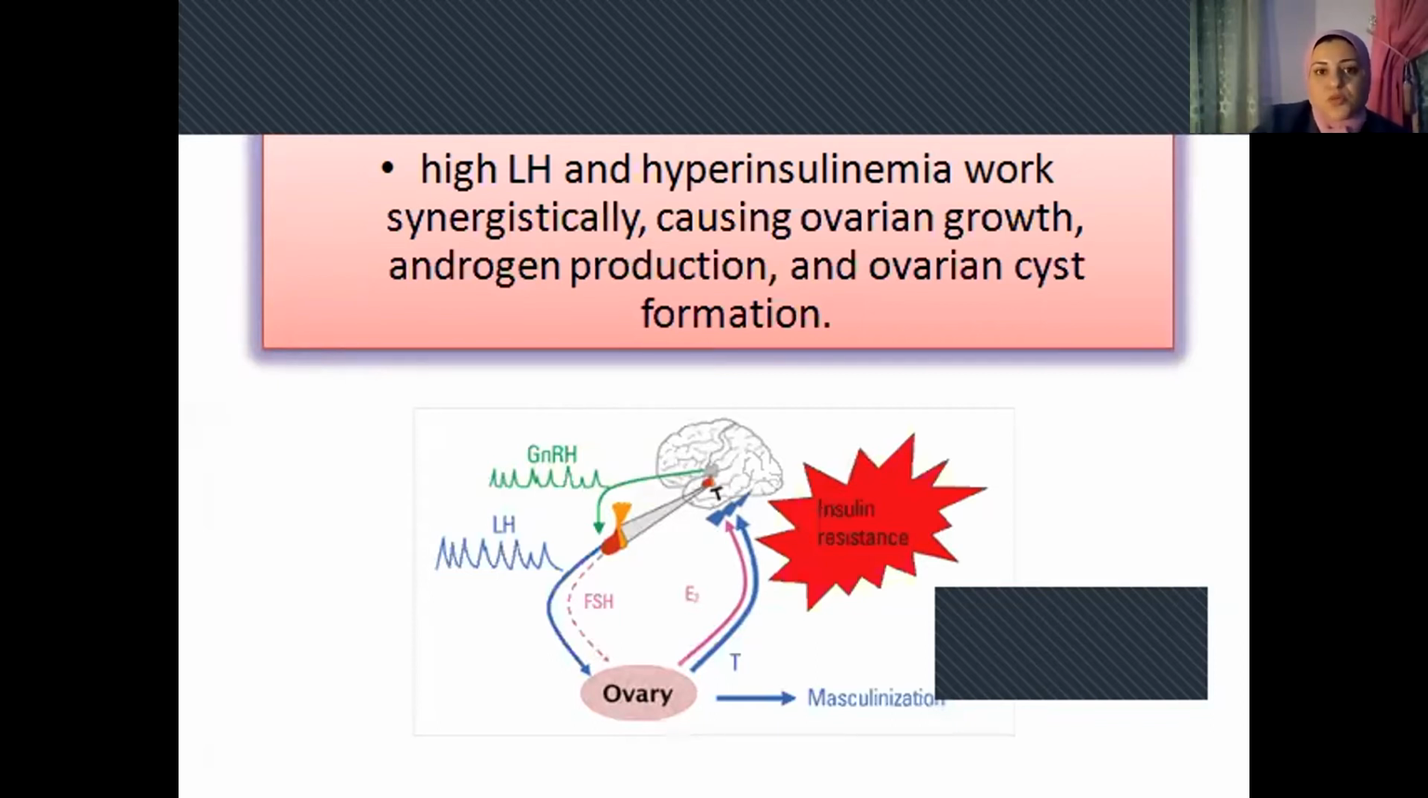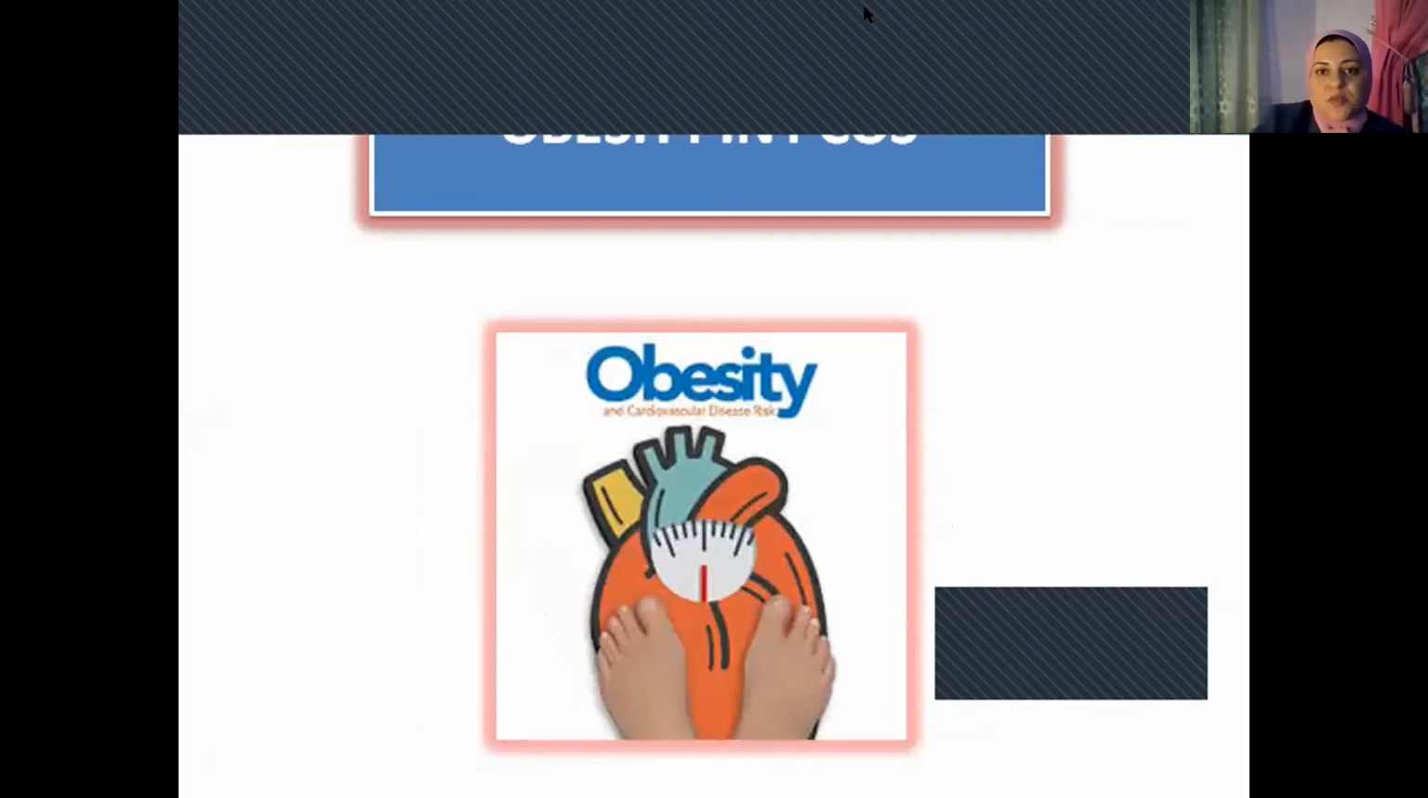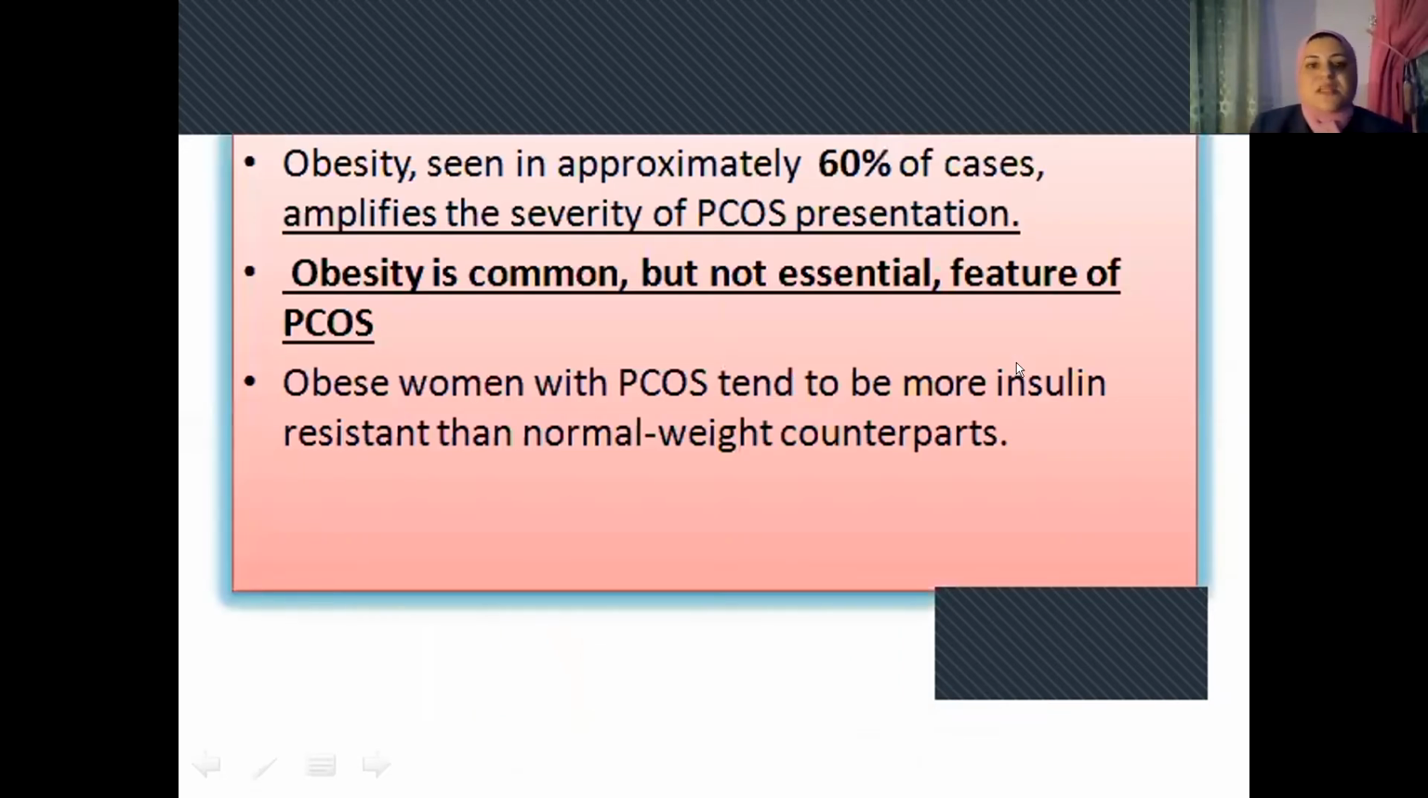So what is the role of obesity in PCO? Obesity is present in approximately 60% of cases. This amplifies the severity of the PCO presentation. Obesity is common, but not an essential feature of PCO. The patient could be obese or not. Obese women with PCO tend to be more insulin resistant than their normal weight counterparts.